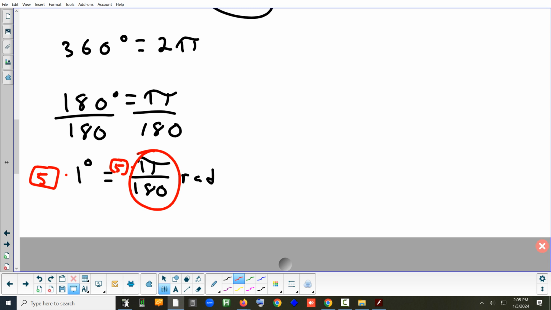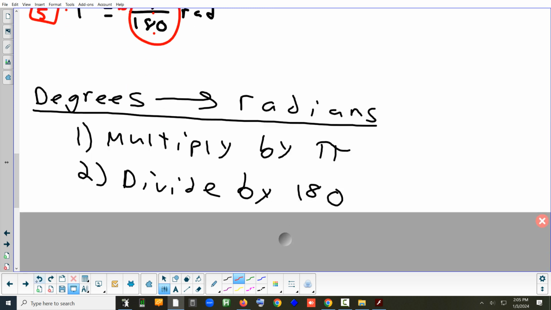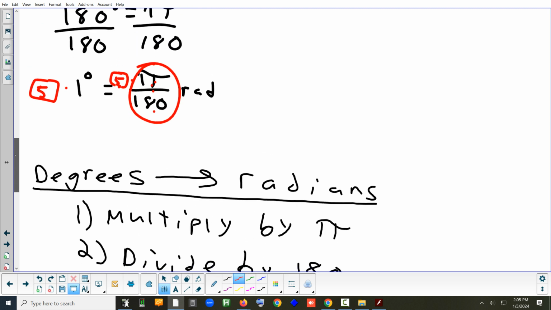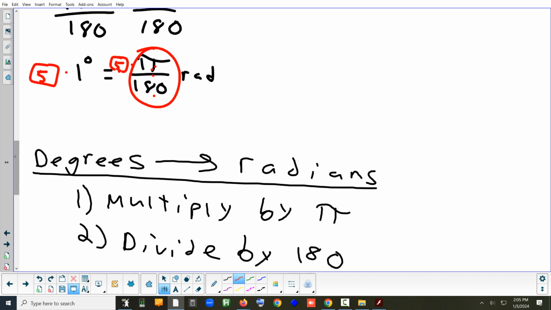Anytime you're trying to convert from a degree to a radian, you take whatever you're trying to convert, it doesn't matter what it is, and you multiply it by pi, and you divide by 180. Those are the 2 steps to convert from a degree to a radian. Multiply by pi, and divide by the 180. And what you put in the red box is whatever you want to convert. If you want to convert 12, then do 12 times pi, and then divide by 180.